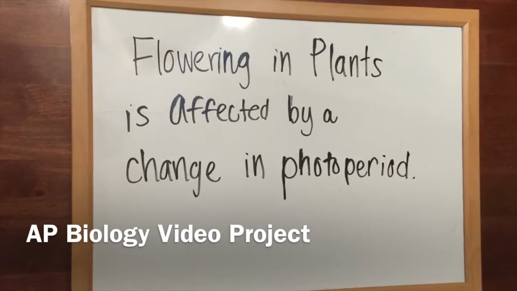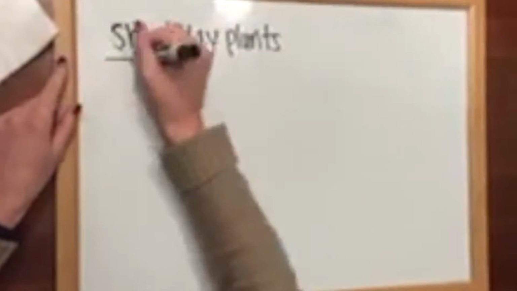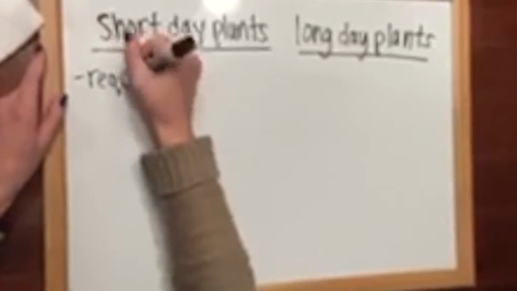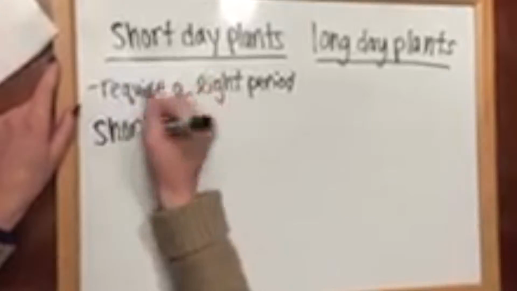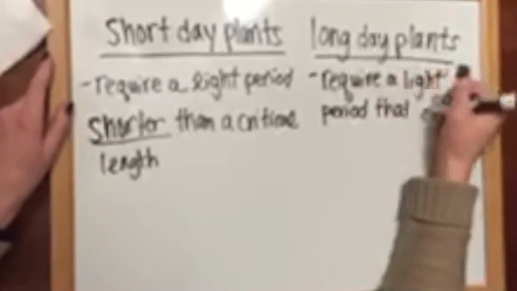Flowering in plants is affected by a change in photoperiod. There are two different kinds of plants affected by this: short-day plants and long-day plants. Short-day plants require light periods shorter than a critical length to flower. They mainly flower in late summer, fall, or winter.